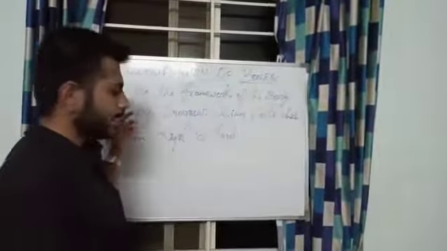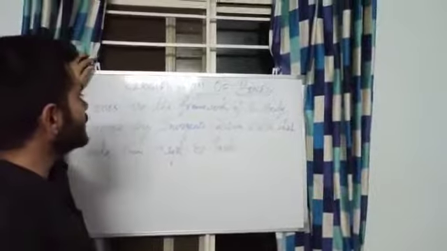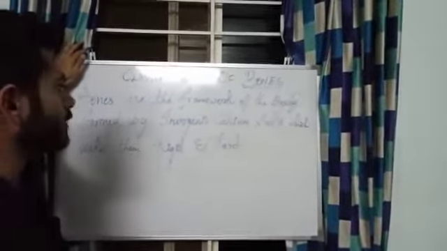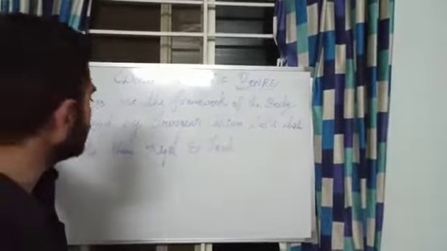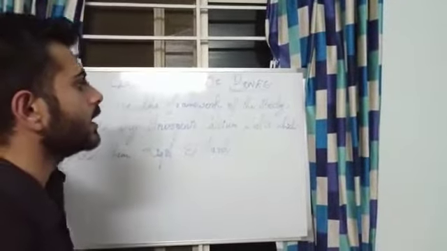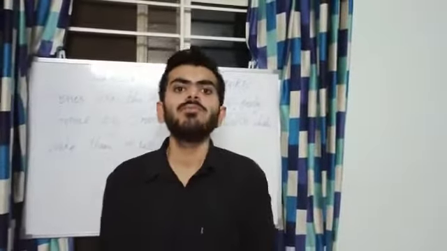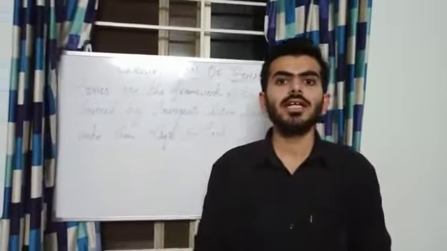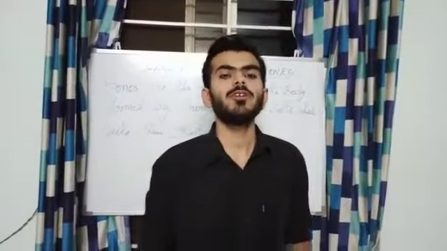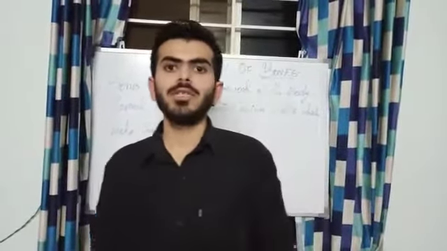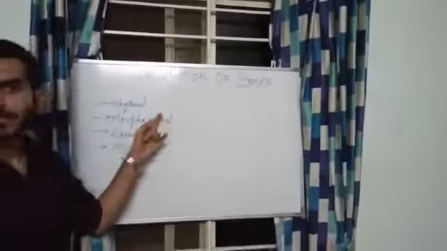So we have the definition of bone here, which is: the bones are the framework of the body, which are formed by inorganic calcium salts which make them rigid and hard. So we know that bones are rigid in structure and they form a framework of the body, which helps in supporting and movement.